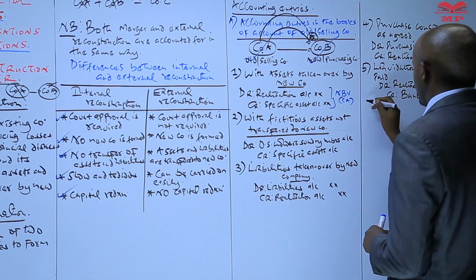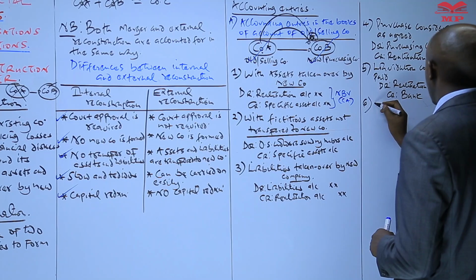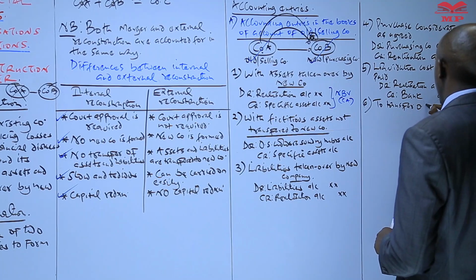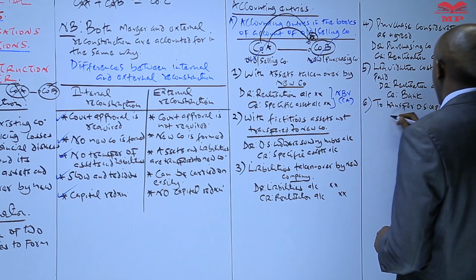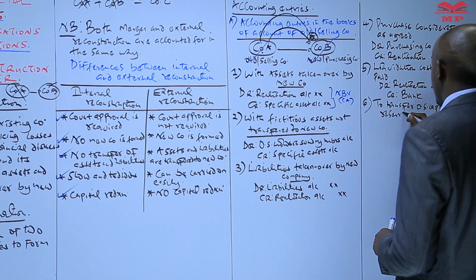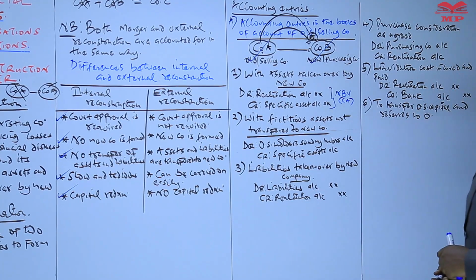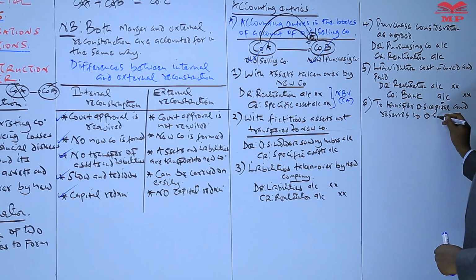And then the other accounting entry number 6, we can talk of the transfer of ordinary share capital and reserves to an account which is called the ordinary shareholders sundry members account.